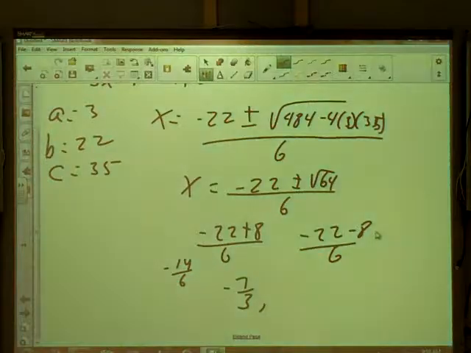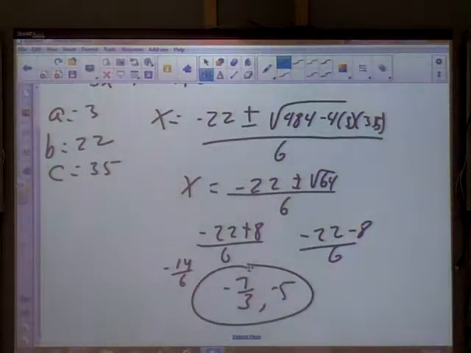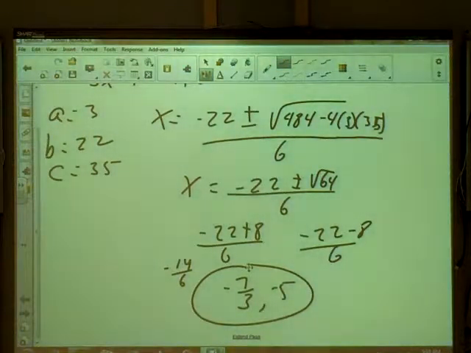Negative 22 minus 8 is negative 30. Negative 30 divided by 6 is negative 5. Is that the same as negative 2 and 1 third? Yes. It is.